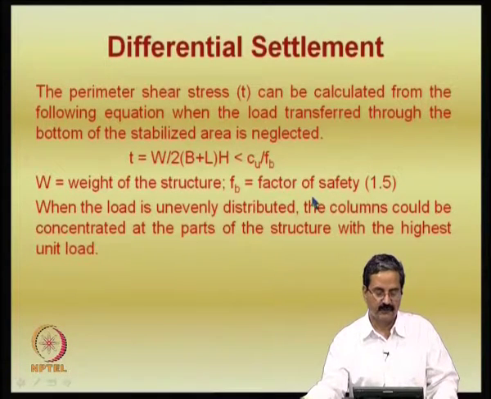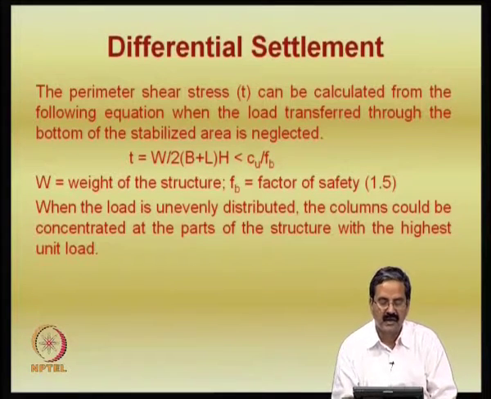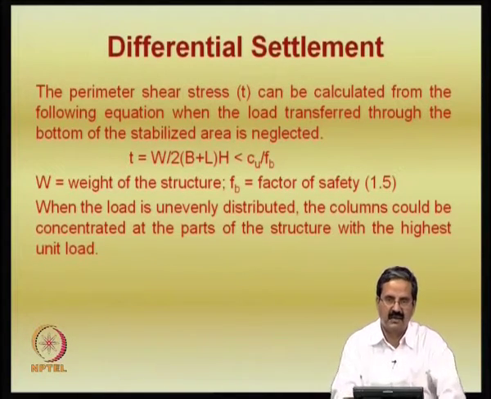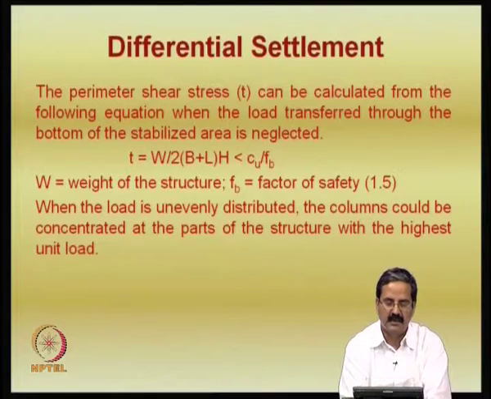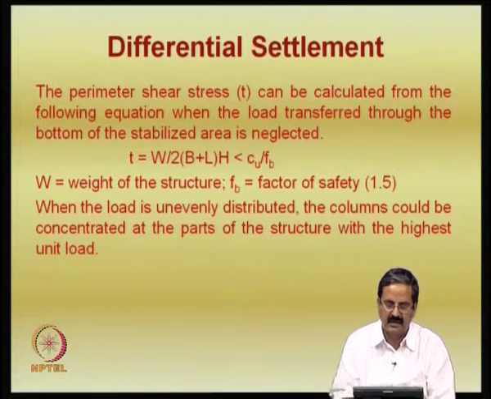Once you know the weight of the structure and all that, one can calculate the factor of safety. When the load is unevenly distributed, the columns could be concentrated at the parts of the structure with the highest load. This is another simple way that we try to do. In the case of an embankment, there is no problem at all. You just add all the loads and then put the columns in a proper way with proper spacing, and it is completely done. But when there is unevenness, say you are trying to construct a heavily loaded area in some place, how do you do that? It also could be done, it is not an issue at all.